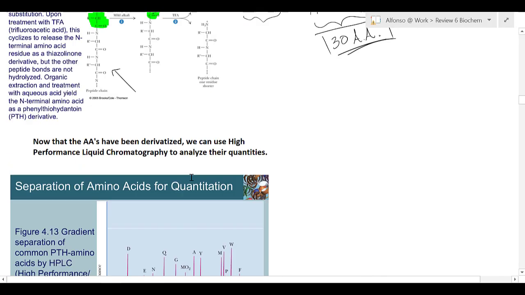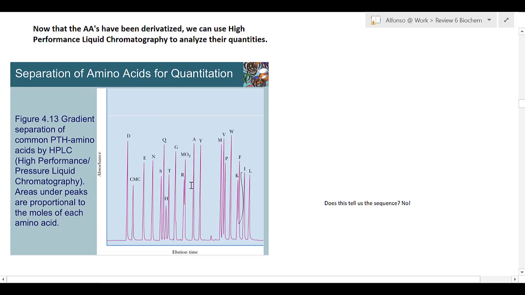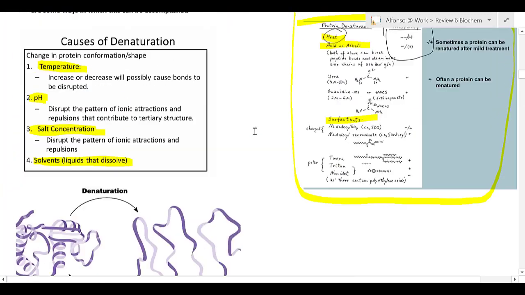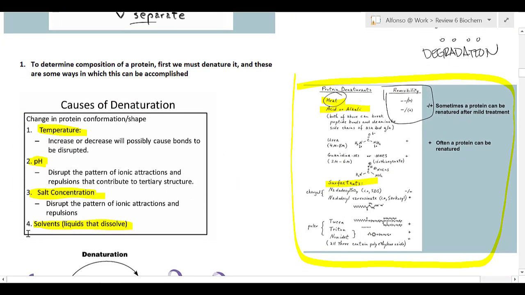What does the Edman reagent do to the polypeptide chain? Denature it or degrade? Degrade. What denatures the protein? Anything involving heat, like acidic or temperature? pH, heat, solvent, salt concentration. Yeah, the solvent, and that would be something like Tween, Triton. So these right here would be pretty good solvents. I don't know what they're going to tell you on the exam, so anything's fair game.